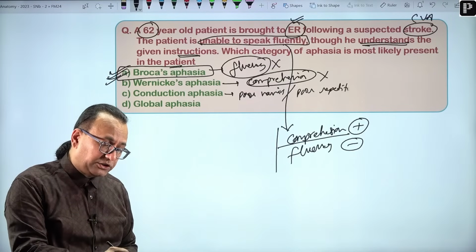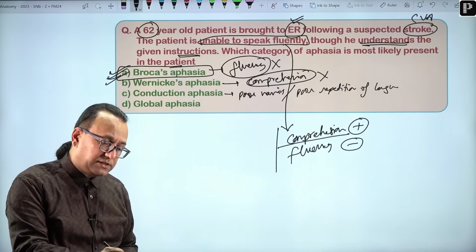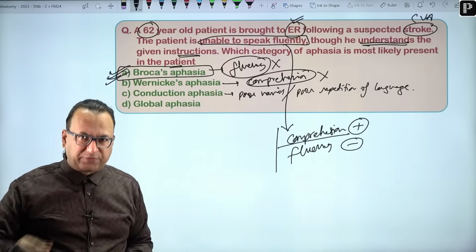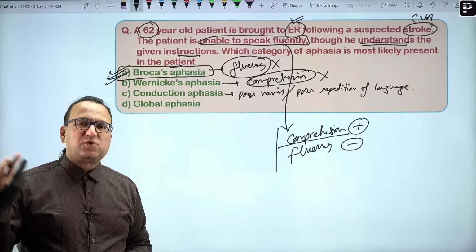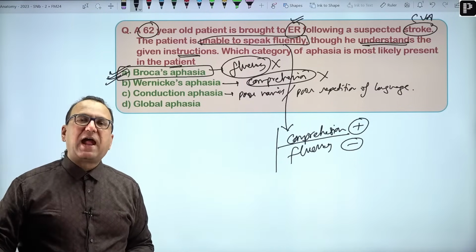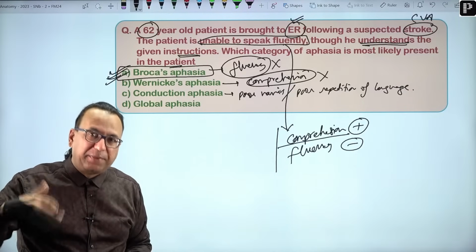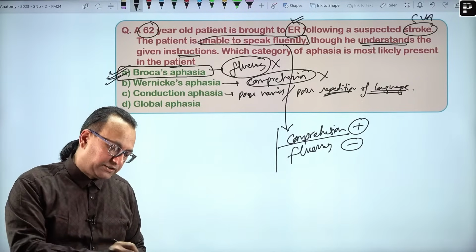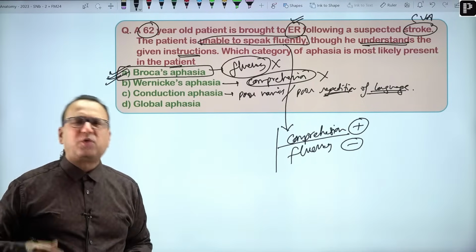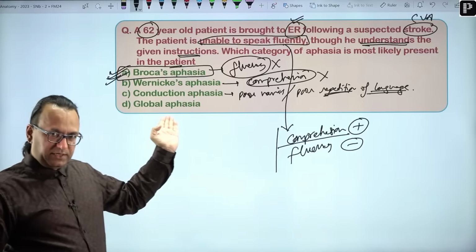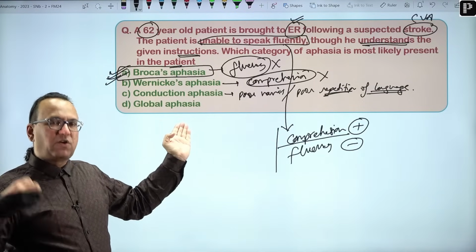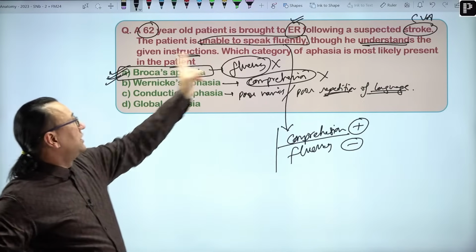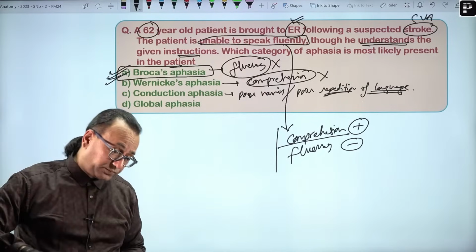Poor repetition of language means you ask the patient something to repeat after yourself. You say, my name is so and so, please repeat after me, and the patient will find difficulty in repeating after you. So if there is a case of poor repetition, then maybe you are suspecting conduction aphasia. Global means everything is compromised, both the comprehension and the fluency in the patient. So in this question, as it appears, the answer should be Broca's.